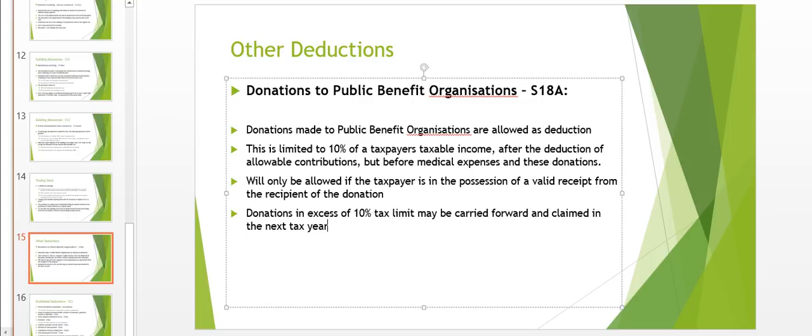So the deduction is also limited to 10% of the taxpayer's taxable income after deduction of the allowable contributions, but before the medical expenses of these donations. But donations we're actually going to do at a later stage. You don't need to worry about it now.